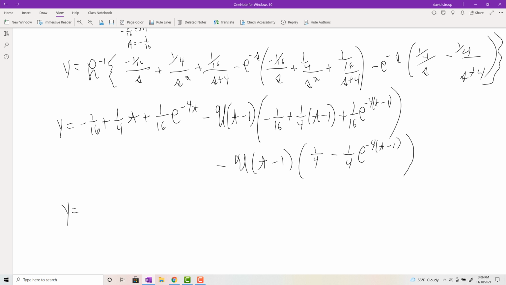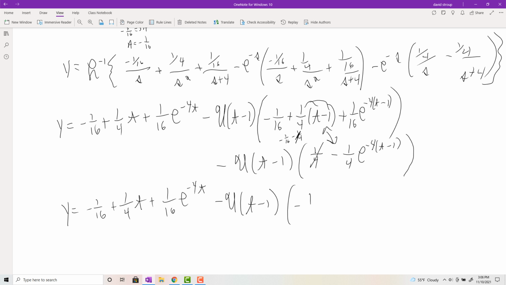It's going to be y equals negative 1/16 plus 1/4 t plus 1/16 e to the negative 4t. You know, there's a negative 1/16 here. There's a negative 1/4 from the distribution. This 1/4 will cancel with this 1/4, so those will be gone. So you have minus u of t minus 1. I'm sort of combining all the junk in both of those parentheses together. So I'd have negative 1/16, and then I could combine these two, I believe.